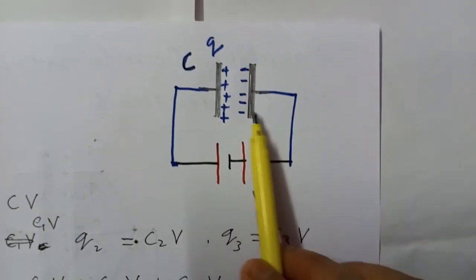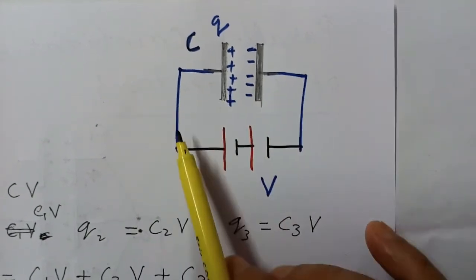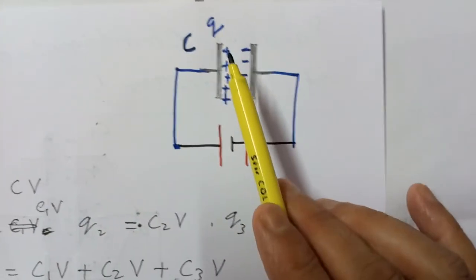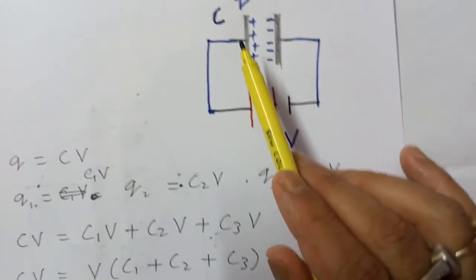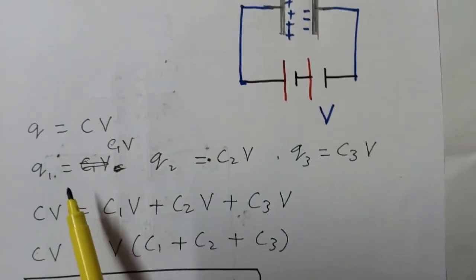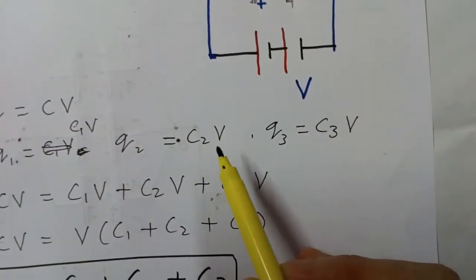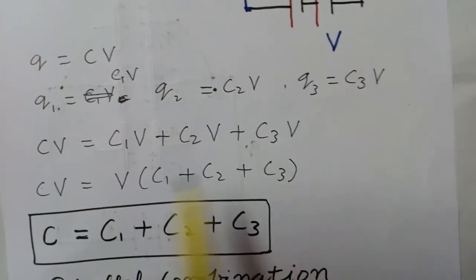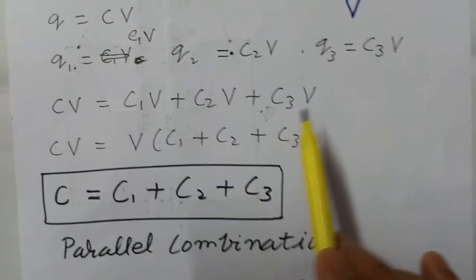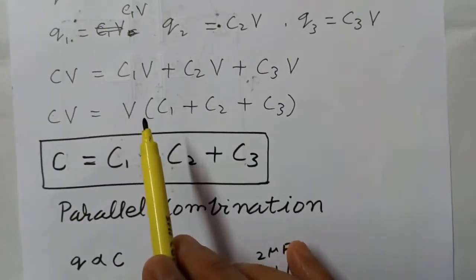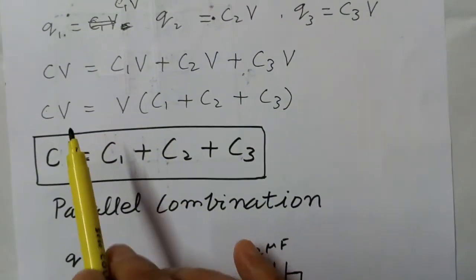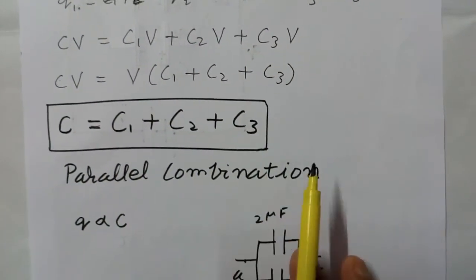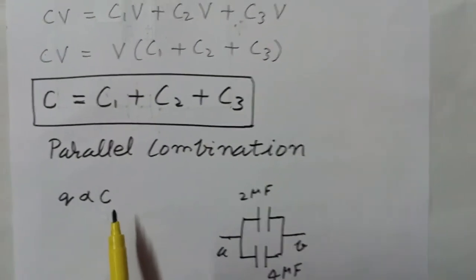Now if the equivalent capacitance is C, then when we connect this capacitor to the same battery, charge will be Q on this capacitor. So this is the equivalent capacitance. Now Q is equal to CV, and Q1 is equal to C1V, Q2 is equal to C2V and Q3 is equal to C3V. So Q is equal to Q1 plus Q2 plus Q3, CV is equal to C1V plus C2V plus C3V, or CV is equal to, take V common, C1 plus C2 plus C3, V, and V cancel, so C is equal to C1 plus C2 plus C3. So this is the result for parallel combination. Here Q is proportional to C.